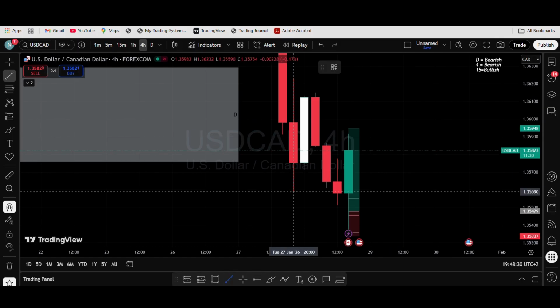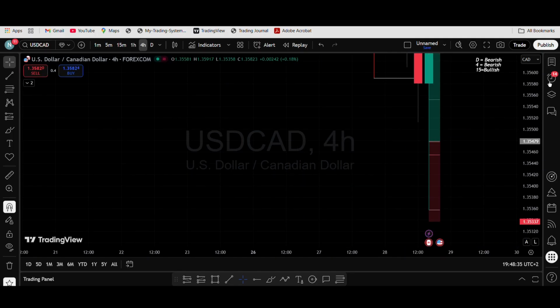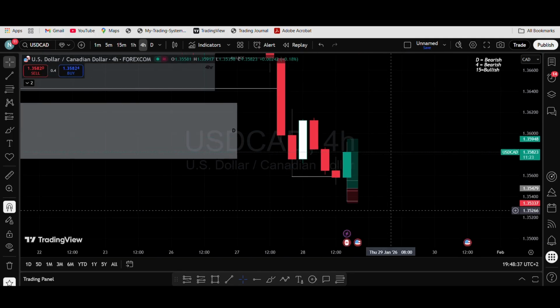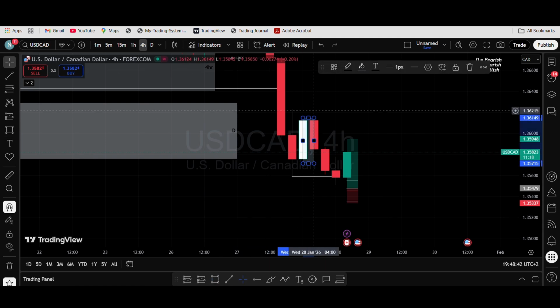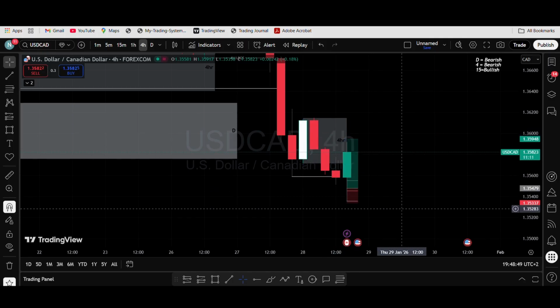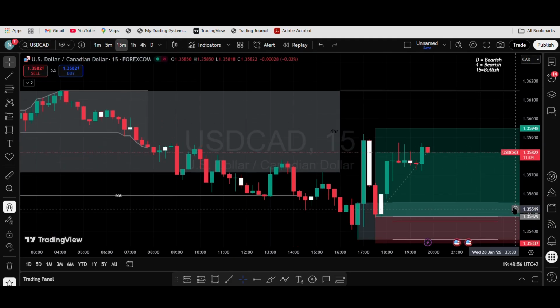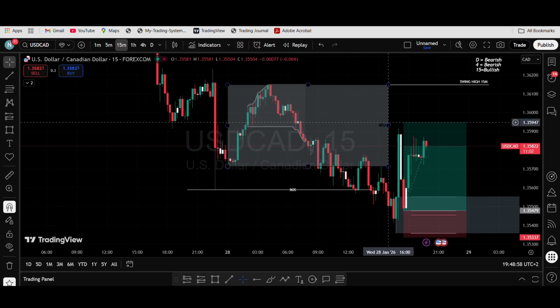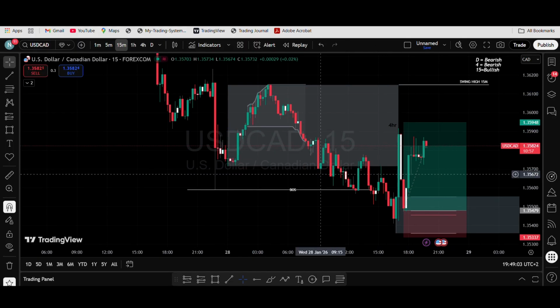I'd look at if there's a CHoCH, right? There's a valid break here, as you can see. There's a valid break there, which means this point of interest here is actually valid, right? We do expect the market to come in here and actually continue lower. That's my expectation, right? Now on the M15, as you can see, this is the 4 hour zone I am talking about.